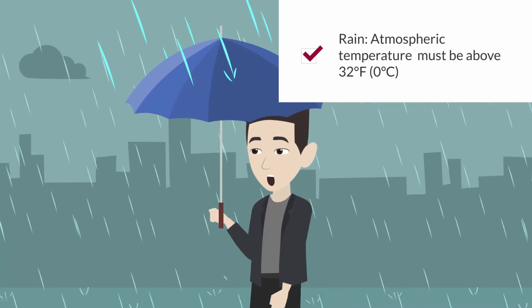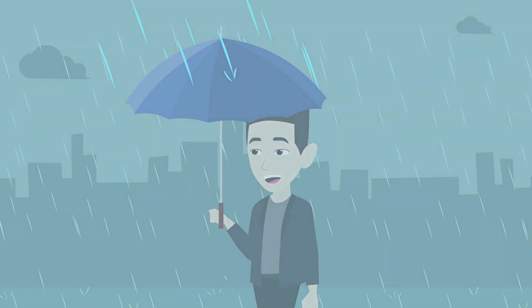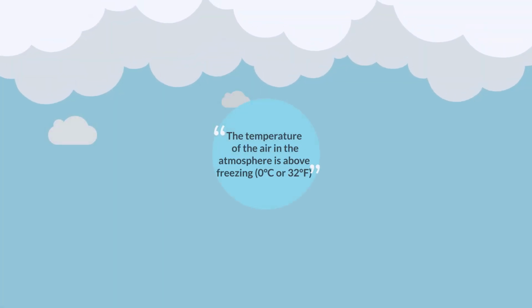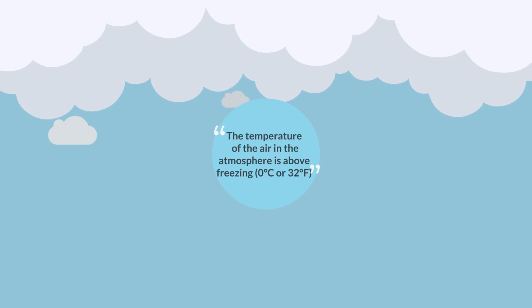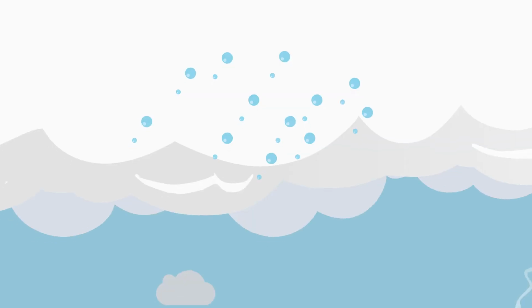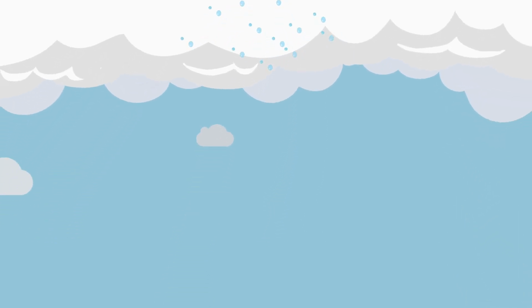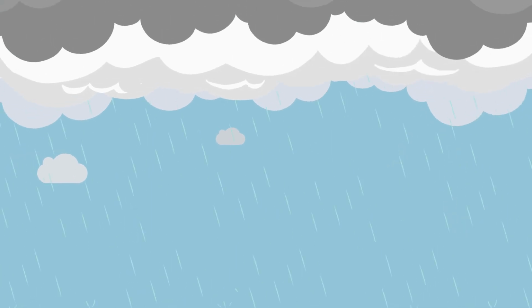Rain is what we typically see when it's not too cold outside, where the air is warmer above the freezing point, which is above 0 degrees Celsius or 32 degrees Fahrenheit. So when water droplets fall from the clouds, they don't freeze, they just come down as rain.